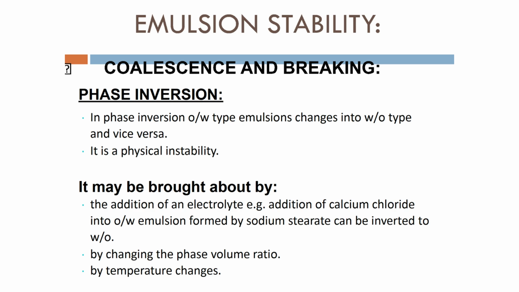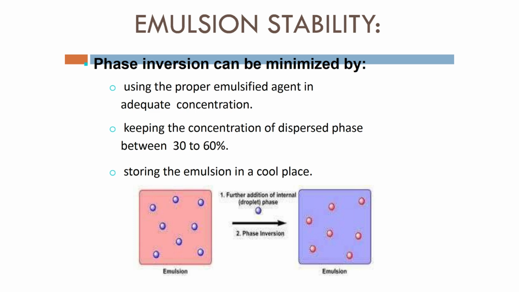So how can we minimize phase inversion? We can do this by using the proper emulsifying agent in an adequate concentration, by keeping the concentration of the dispersed phase between 30 to 60%, and by storing the emulsion in a cool place. The diagram shows that further addition of the internal droplet phase can lead to phase inversion, changing the emulsion type.